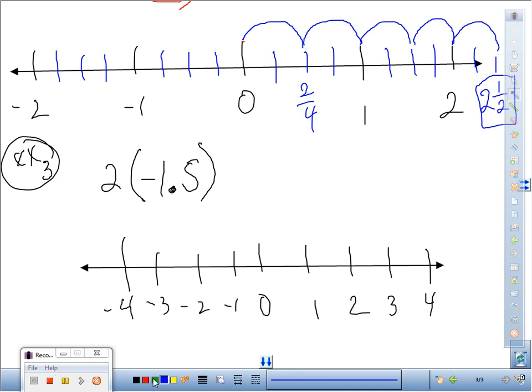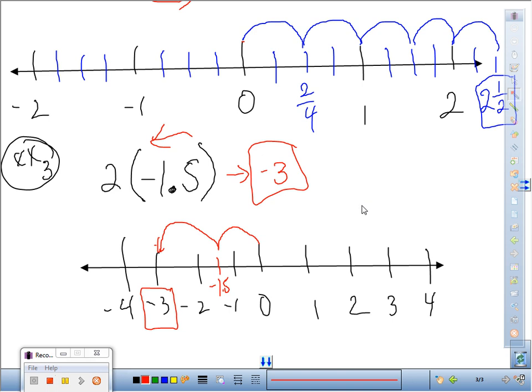So let's see. Which direction are we going first? To the left. How many steps? 1.5. So here's 1, but half is about right here, so I'm going to jump all the way to the 1.5. Right here. So we are at -1.5. However, how many times did they ask us to do that? 2. So from here, if I jump to 1.5, here's half right here. 1 is over here, so it's at what? 3. So the answer is -3. Everybody with me so far?